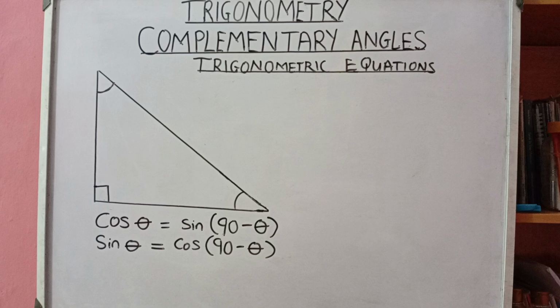As you can see on the board, we have two notable formulas in trigonometry, which is cos theta equal to sine bracket 90 minus theta, and also sine theta equal to cos bracket 90 minus theta. These are the equations that signify the complementary angles in trigonometry. We'll make use of it to solve some problems on trigonometric equations.